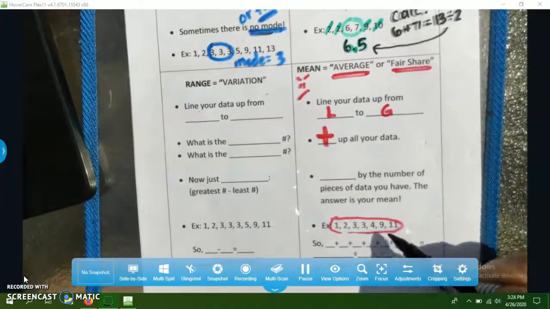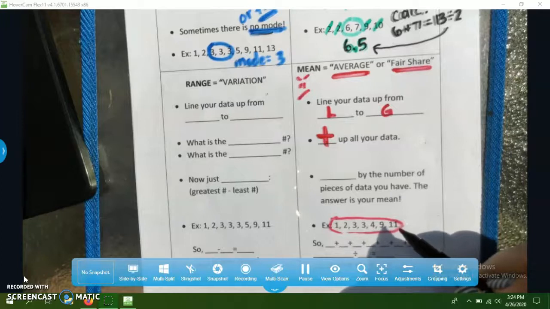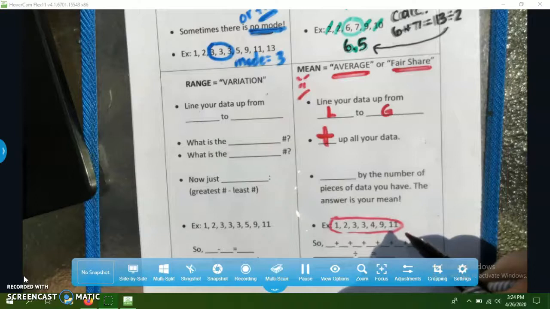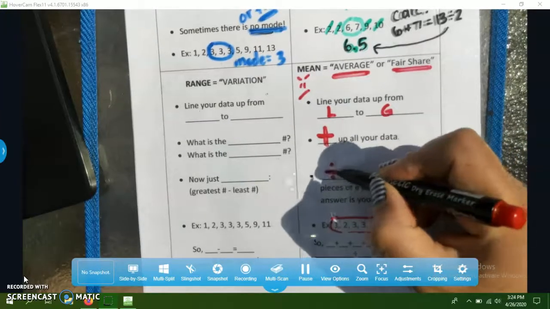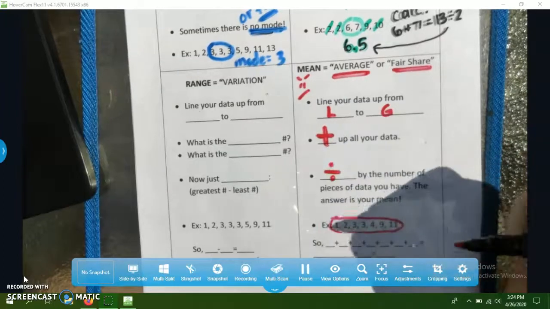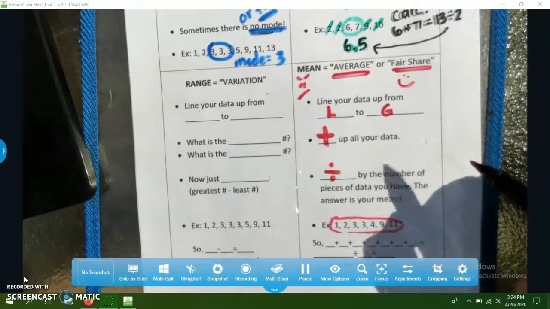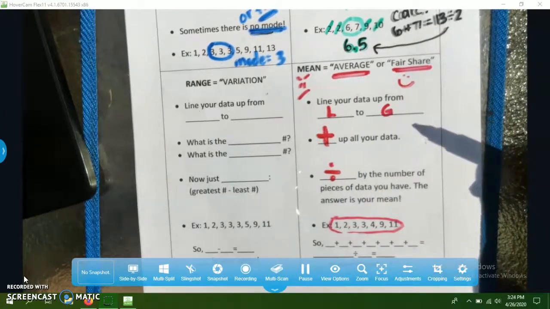So if this represented pieces of candy, we would take all of our candy, pile it together in one big pile, and instead of that one person only having 1 piece and someone else having 11 pieces, we would then divide the candy up into equal groups. So that way everyone got their fair share. And it wasn't that one kid with 11 pieces and somebody else only having 1. Everyone would get a fair share.